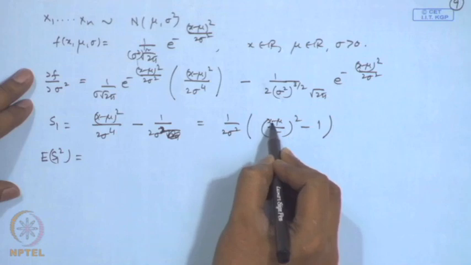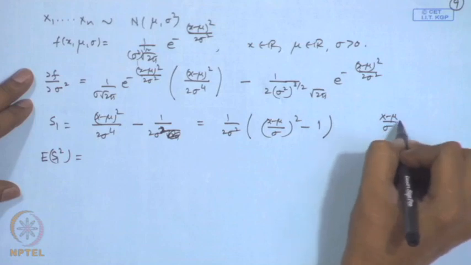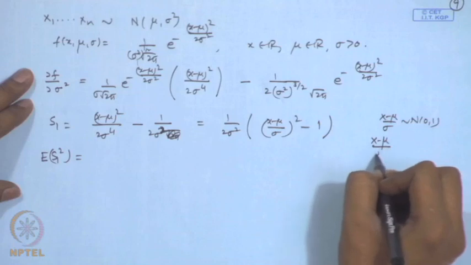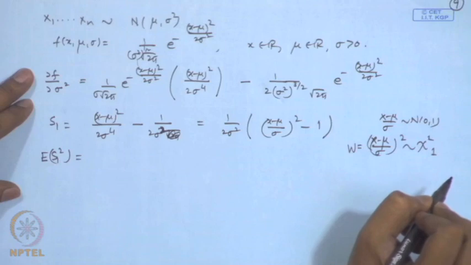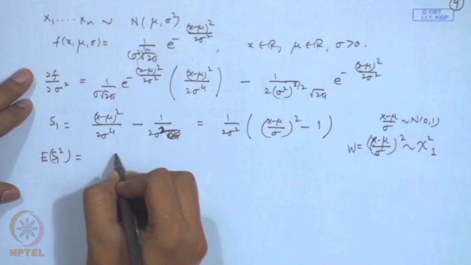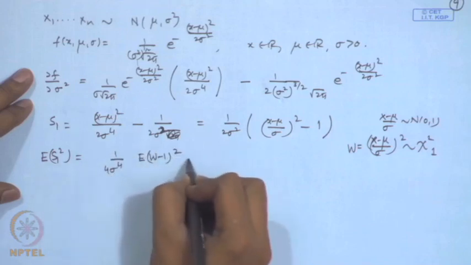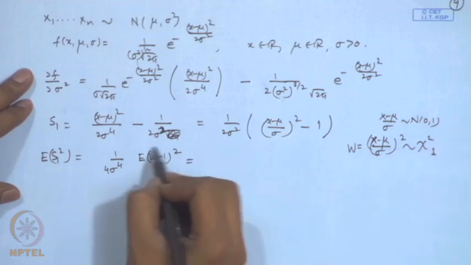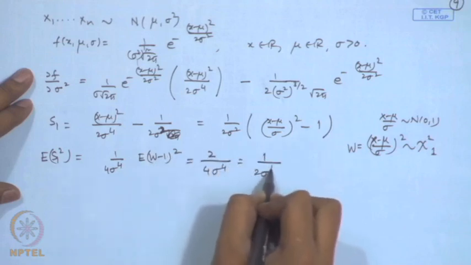Of course, we may take help of the calculation that (x minus mu) by sigma follows normal 0, 1. So, ((x minus mu) by sigma) whole square, let me call it W, follows chi square on 1 degree of freedom. So, expectation of S1 square can be written as 1 by 4 sigma to the power 4 expectation of (W minus 1) whole square. So, if W is chi square 1, expectation of W is 1. So, this is the variance term. So, that becomes 2 by 4 sigma to the power 4, that is 1 by 2 sigma to the power 4.